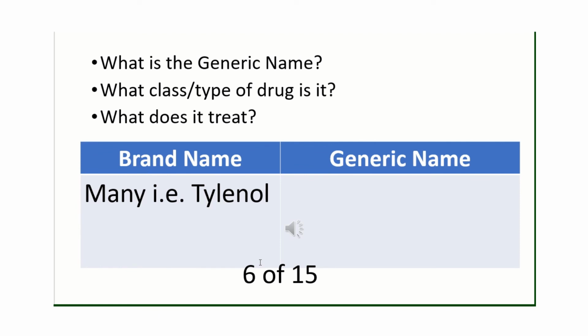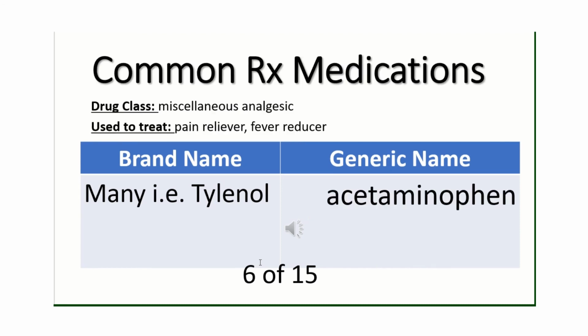What is the generic name for Tylenol? What type of drug is Tylenol? What does Tylenol treat? The generic name for Tylenol is acetaminophen. Tylenol and acetaminophen are analgesics. Tylenol and acetaminophen are pain relievers and fever reducers.